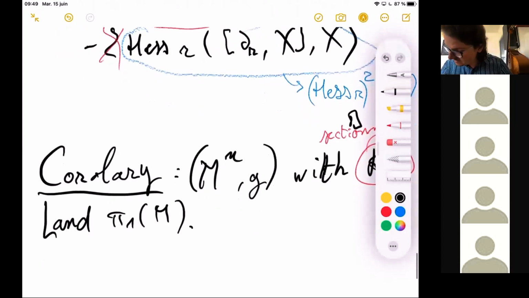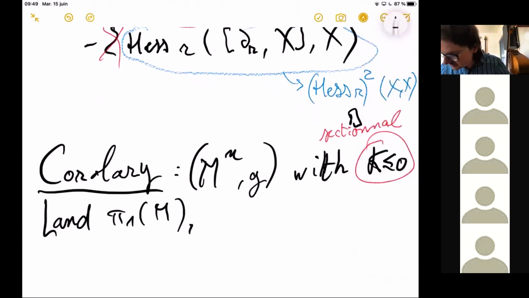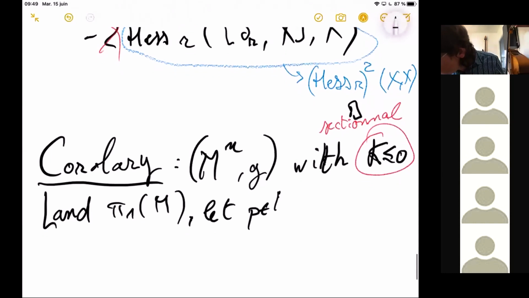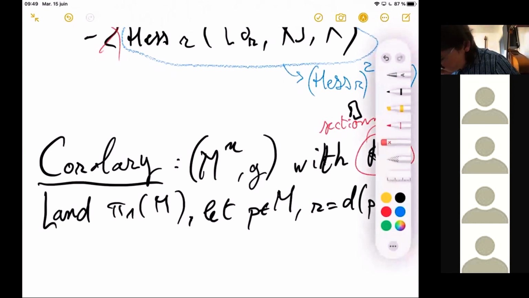And we will see afterwards why it's an analytic version of that. So now we will specialize our computation here to a distance function, the distance to a point. So p in M, and r is the distance to p. Okay. Then I will state two things.